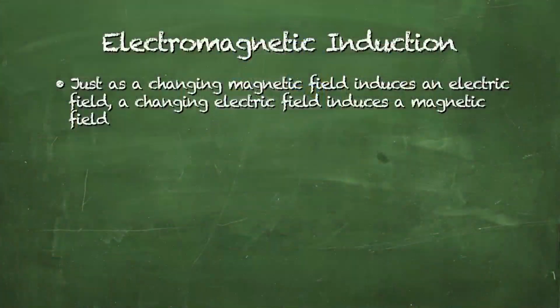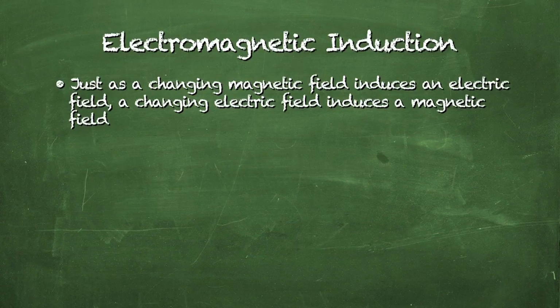I'm Gerard Blanchard. Last time we talked about how a changing magnetic field induces an electric field. The very last thing we need to know about electric and magnetic fields is that the opposite is also true. Just as a changing magnetic field induces an electric field, a changing electric field induces a magnetic field.